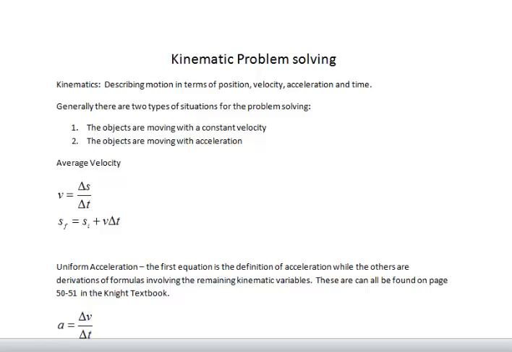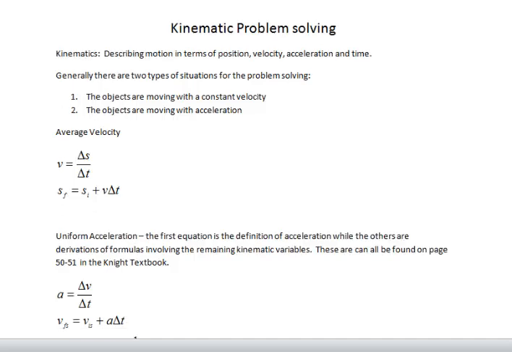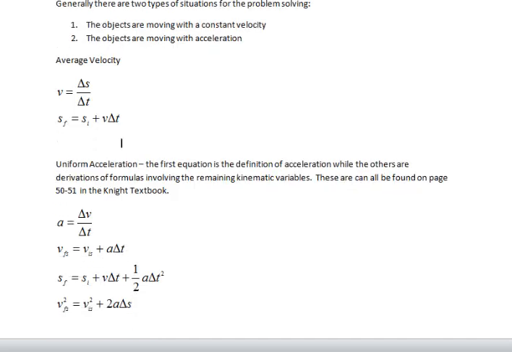For constant velocity, we basically have one formula. It's just rearranged to see the different format. Average velocity is delta s over delta t. We take a derivative if we want instantaneous velocity. And then if we want to solve for position, either in x or y axes, we could use sf, it could be xf or yf, equals si plus v delta t.